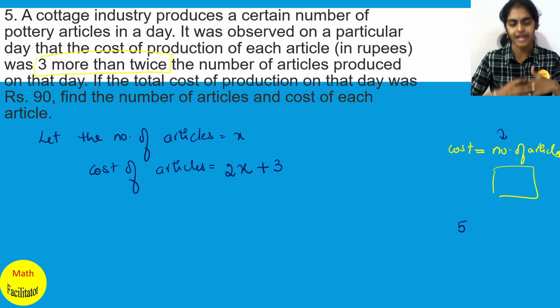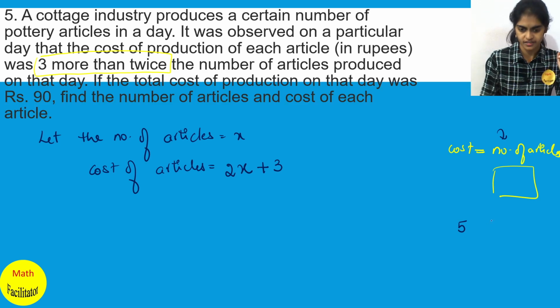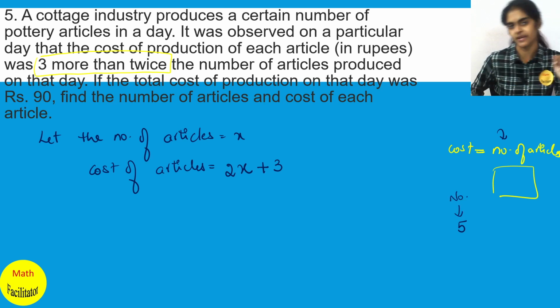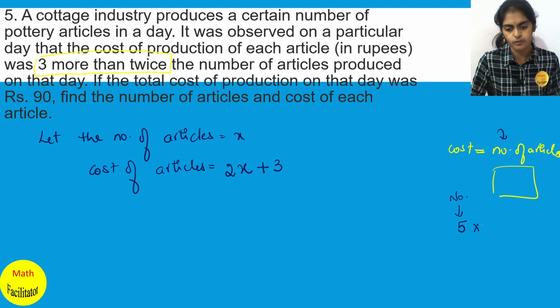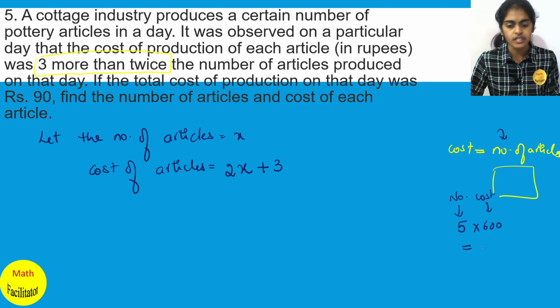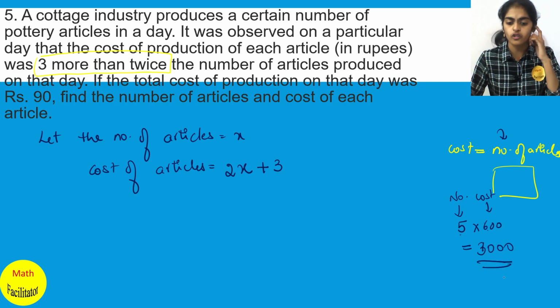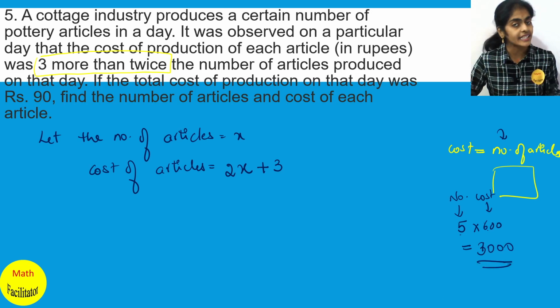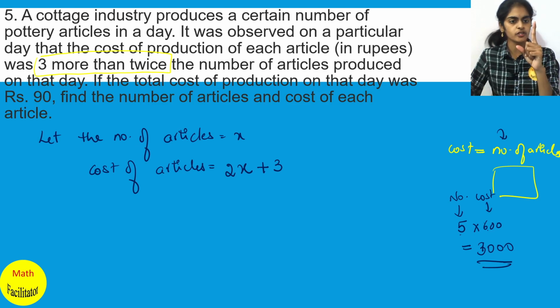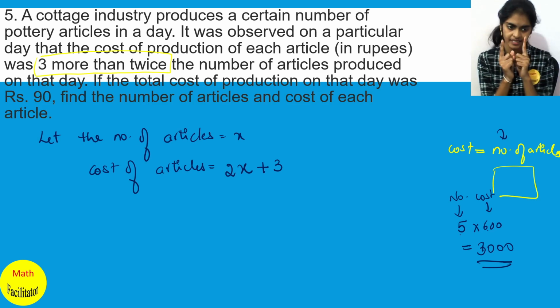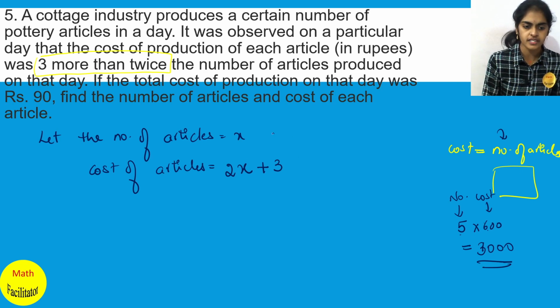The number of blackboards is 5, and each blackboard costs, say, 600 rupees. This is the cost of one blackboard. So how much are you investing in producing the blackboards, or what is the cost of production? It is 5 into 6 is 30, and you have 2 zeros, so the cost of production is 3000. How did you get this 3000? Number of articles produced into cost of one article. Clear? The same way, the number of articles produced is x.